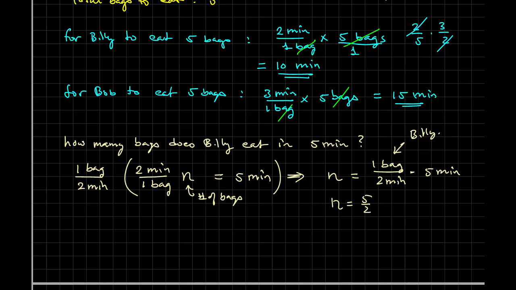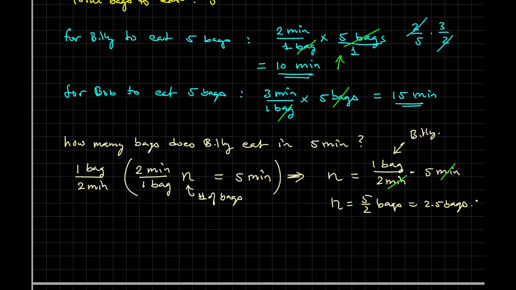And notice that just like before, where we had bags and bags cancel, here we have minutes and minutes cancel. Right? So we end up with N is equal to 5 halves bags, right? Or 2.5 bags. So Billy can eat 2.5 bags in 5 minutes.